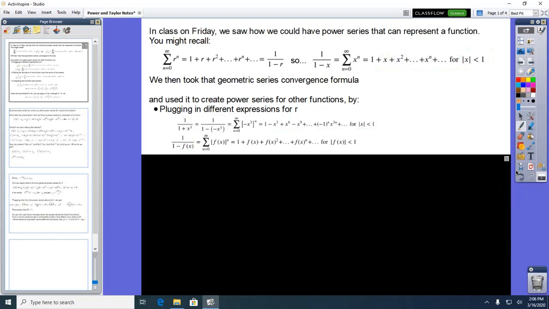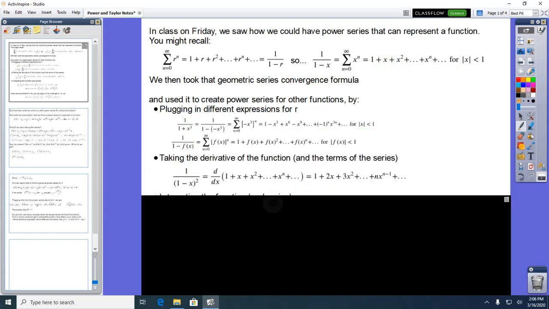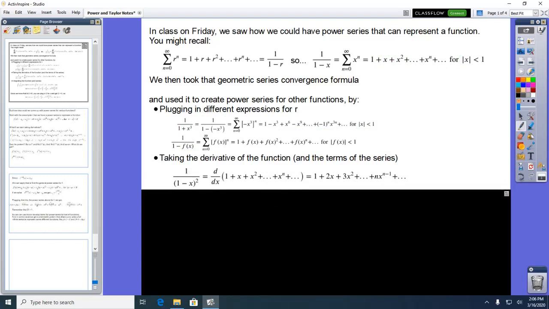We found we can plug in some different expressions for r there. But then we could also do some calculus, right? We could take the derivative of the function. We didn't do this one in class, but we actually did integrals. But if you take the derivative of the starting function here, 1 over 1 minus x, go ahead and do that. And you should see that you get 1 over 1 minus x quantity squared, right? You're going to get a negative 1 from the power rule, but then you're going to get another negative 1 from the chain rule. They'll cancel out.